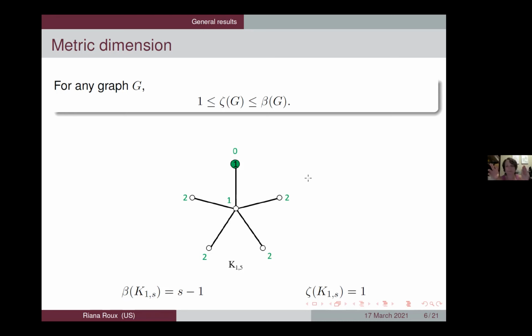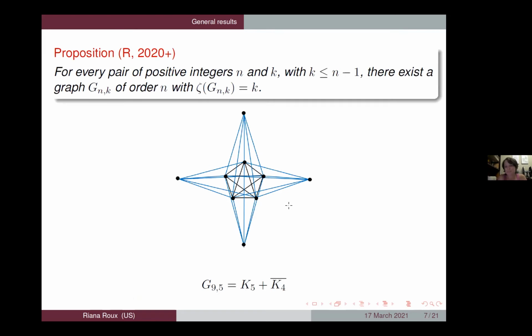We can go from a path, very simple, which has localization number 1. You just probe one end of that path and then everything is uniquely determined. So we have localization number 1 for a path, and n-1 for a complete graph. What happens in between? Can we find a graph for which the localization number realizes every single one of these numbers in between? And we can. It looks kind of like a star with a blown up center.